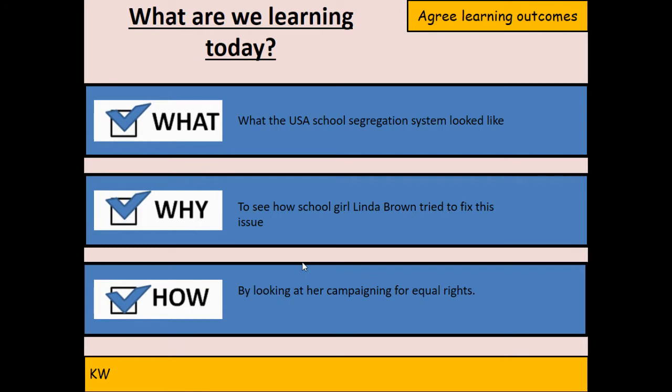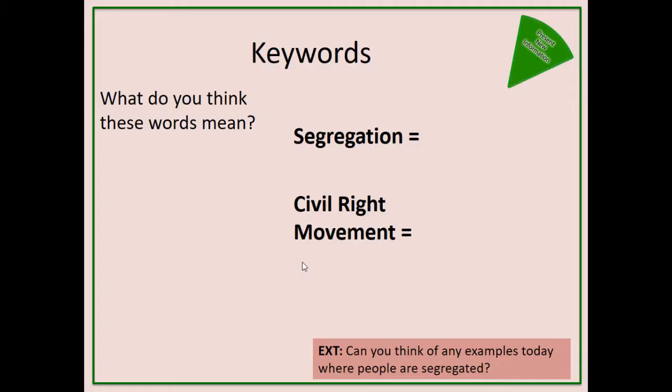Oh, excuse me. These are the learning outcomes for today. We're going to look at what the USA school segregation system looked like in the middle of the last century. Why? Because we're going to see how schoolgirl Linda Brown and her family tried to fix this issue by taking the school system to court, and look at her family's campaigning for equal rights in education for school children.